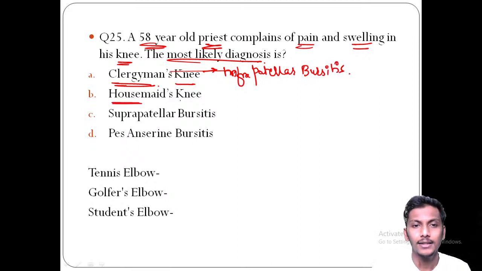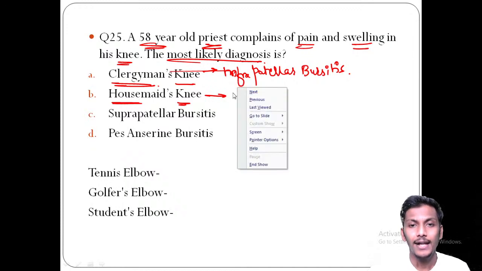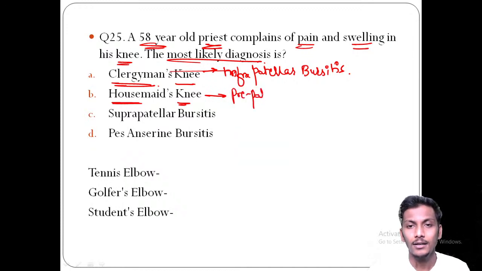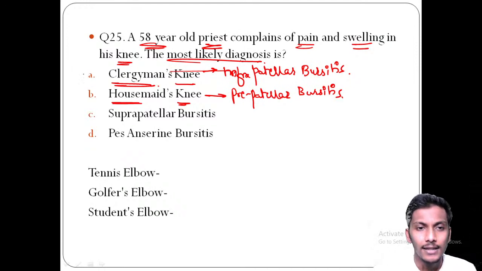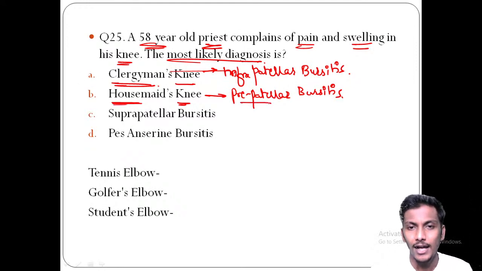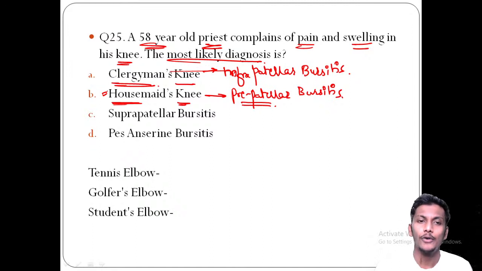Second is housemaid's knee. What is housemaid's knee? Housemaid's knee is prepatellar bursitis. Why is it known as housemaid's knee? Please remember, how does a housemaid mop the floor? Just bending down on her knees. Due to repetitive trauma or repetitive contact of the prepatellar bursa with the floor, inflammation sets in this bursa, known as prepatellar bursitis, also called housemaid's knee because it is common in housemaids.